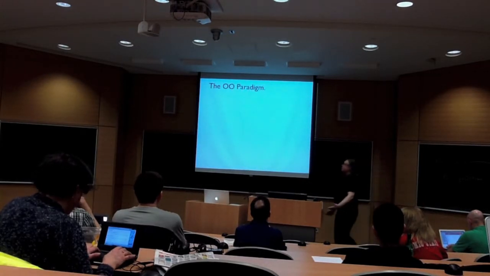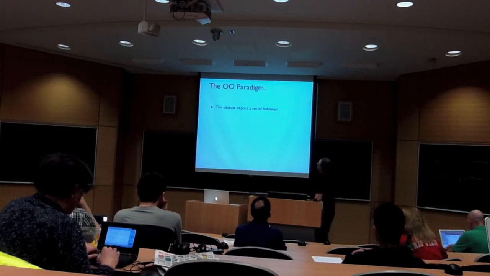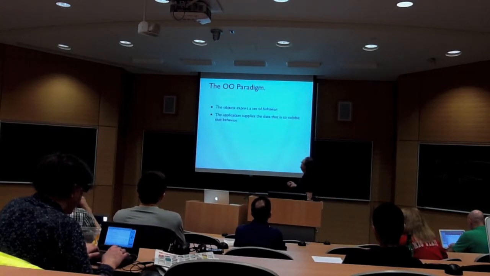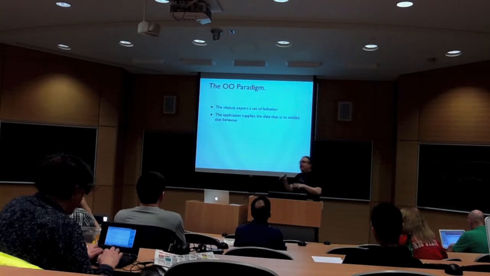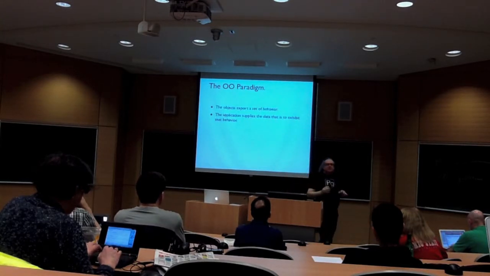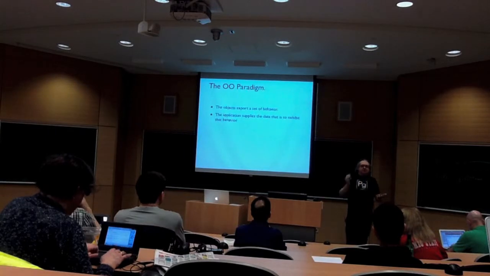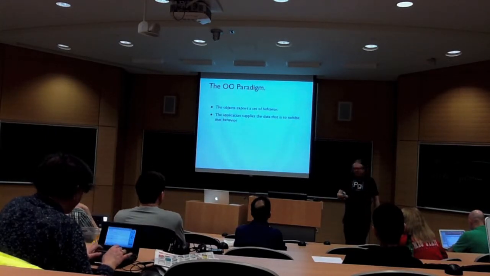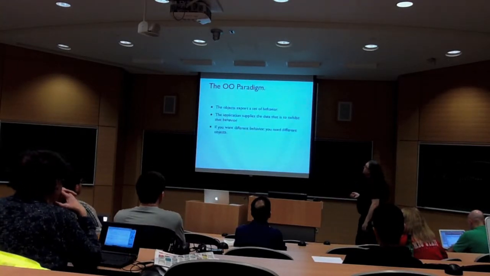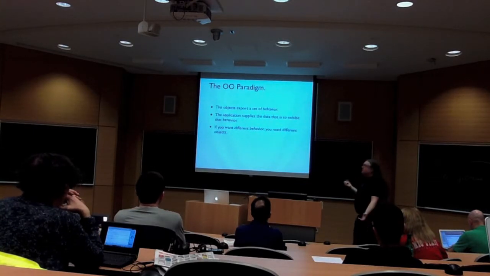So, to summarize, the OO paradigm: the objects export a set of behaviors. The application supplies the data. So when it instantiates this object, it says, okay, based on this relatively static behavior, here's some data. I've now created this object, please behave in the way you wish. If you want different behavior, you need different objects. You need to create new classes.